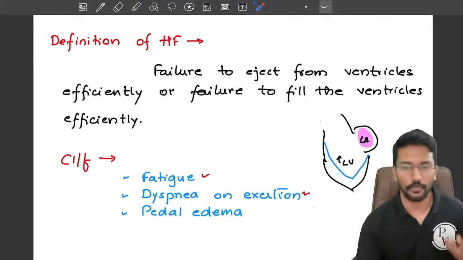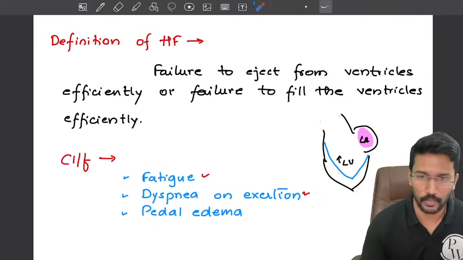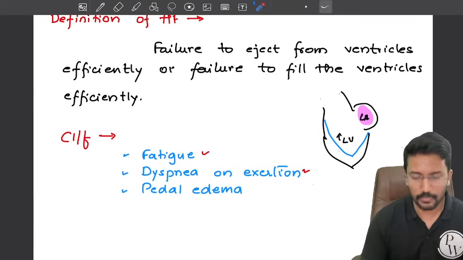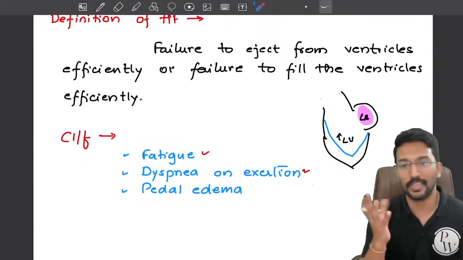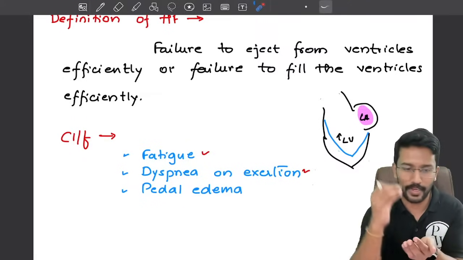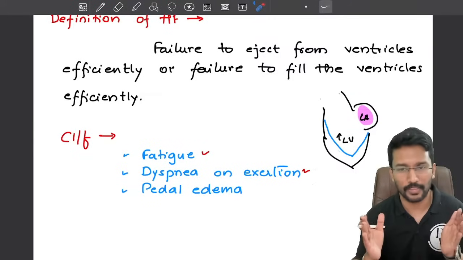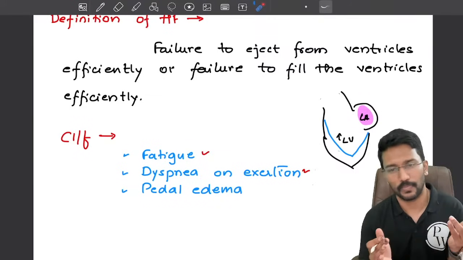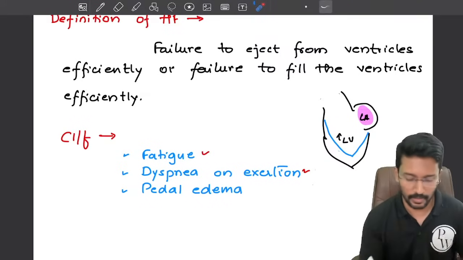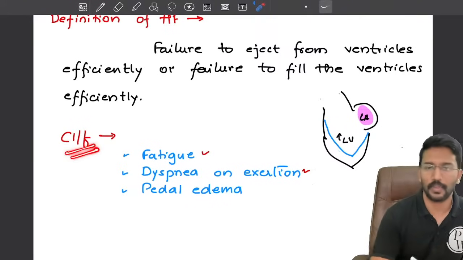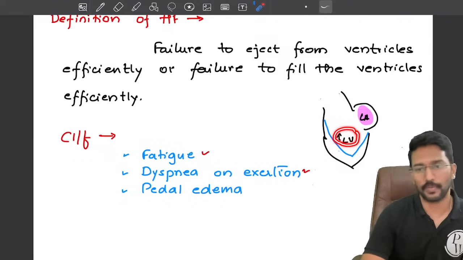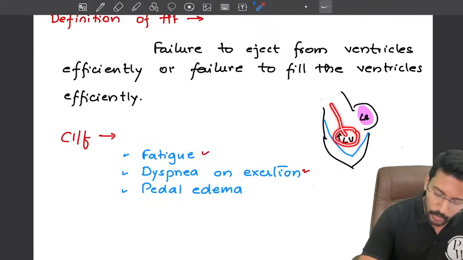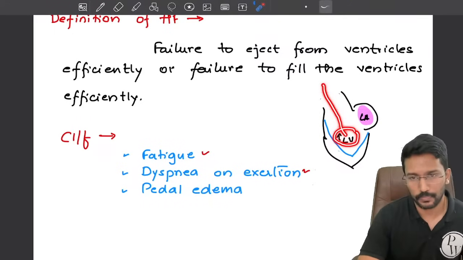Failure to receive or failure to fill the ventricles, or failure to eject from the ventricle, is called heart failure. In both cases, the symptoms are going to be similar. Failure to receive is a dysfunction of the diastole. During diastole, the ventricle should dilate to receive, and during systole, it should contract to eject. Systole or diastole, anything problematic, then patients will have the same set of clinical features. Why? Because if less blood fills the ventricle because of diastolic dysfunction, less blood will be ejected out.